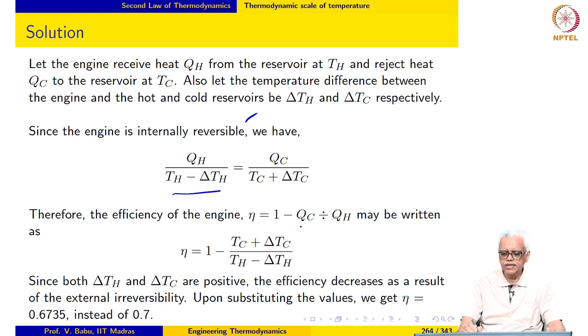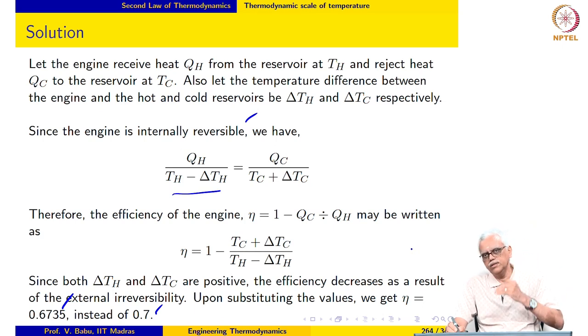And the thermal efficiency of the engine is 1 minus QC over QH. So, we may write it like this. If you substitute the numbers, we get the efficiency to be 0.6735. Had there been no external irreversibility, the efficiency of this engine would have been 0.7. So, you can see that the external irreversibility, both on the supply side and on the rejection side, decreases the efficiency of the engine by about 5% or so, I think.